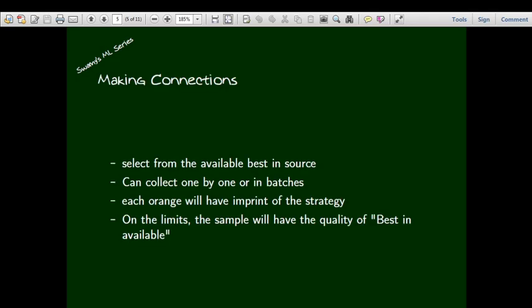Now we try to make connections. These are the 4 points I would like to tell you. One is to select the best available from the source. Best means up to his choice. The second one is that he can collect one by one or in batches. The vendor can collect oranges one by one, or he can pick 3 or 4 simultaneously and put them together in our packet. No problem.